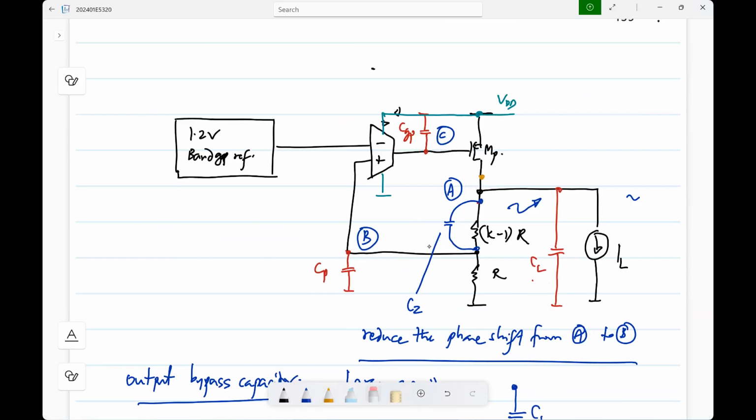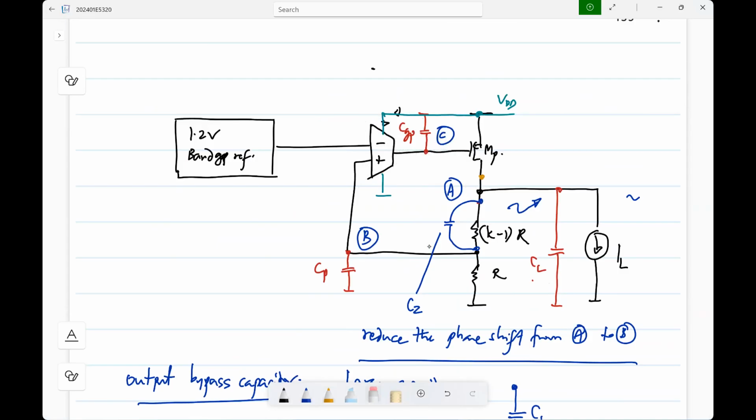GM times ESR will be quite small. Only thing is that you try to get as much gain as possible from this one. So you may have to use cascodes, even multi-stage there, but try to make this the dominant pole by adding a capacitor. Is this okay?